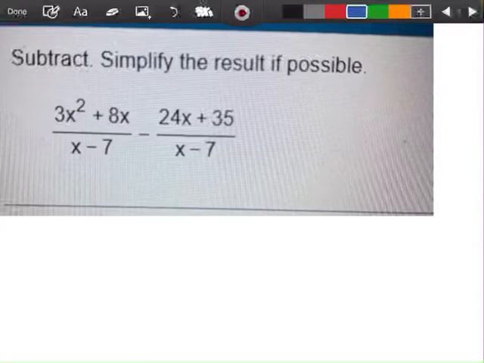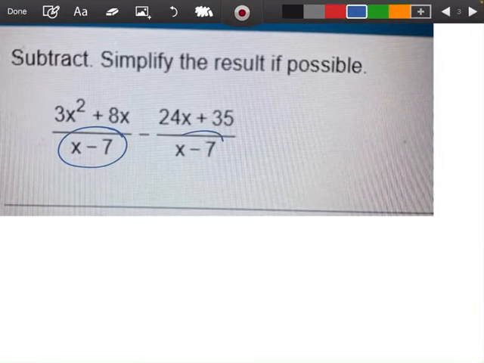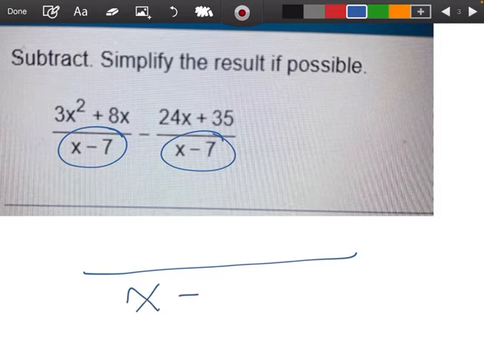All right, so y'all, this is a homework question from assignment number 11, where we're subtracting and adding rational expressions. When we're adding and subtracting rational expressions, the first thing we want to make sure is we have a common denominator, and in this case, you can see that we do. So I'm going to write one big fraction here with an x minus 7 on the bottom. The numerator is 3x squared plus 8x.